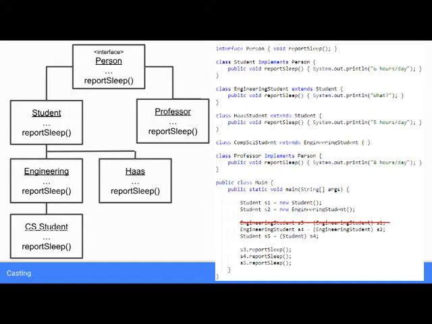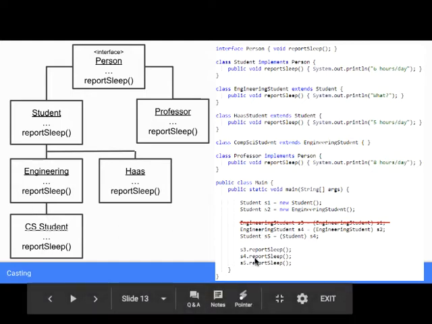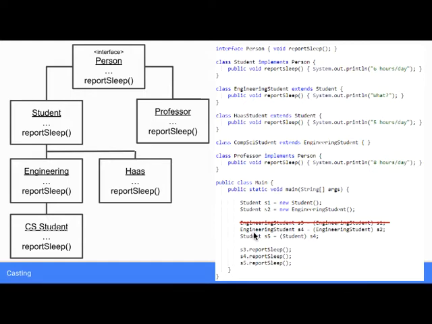All right, guys, let's reconvene. So again, S3.report sleep does not compile. Let's take a look at what S4.report sleep returns. So what is the static type of S4? Engineering student. Does engineering student contain a function called report sleep? Yes, it does. Therefore, it compiles okay.